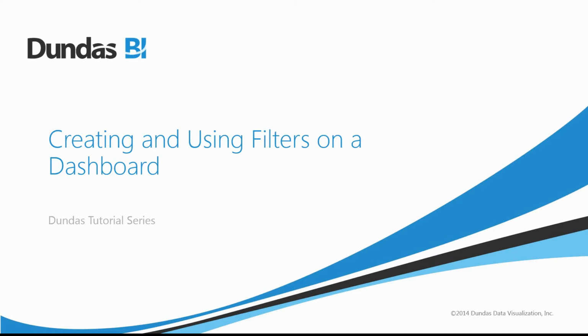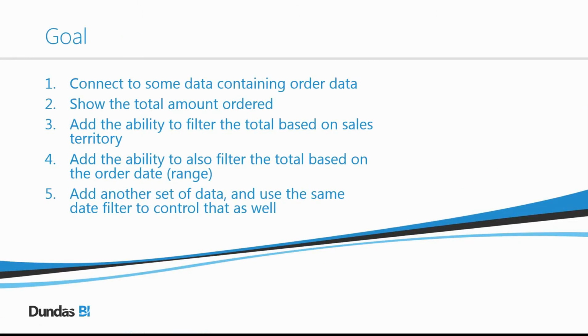This video will provide a short demonstration of how to create filters on a dashboard and use them in Dundas BI's dashboard designer. The demonstration will show us connecting to some data that has order history. We're going to show the total amount ordered, add the ability to filter the total based on sales territory, add the ability to also filter the total based on the date of the order. Finally, we're going to add another set of data and use the same date filter to control that.